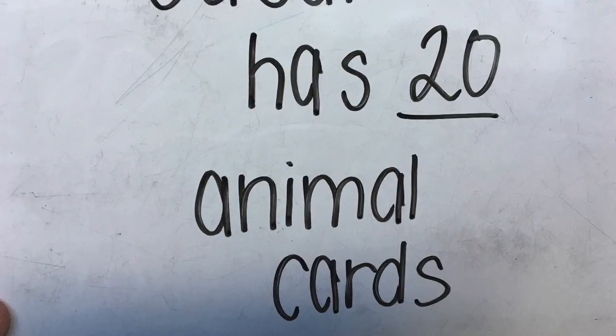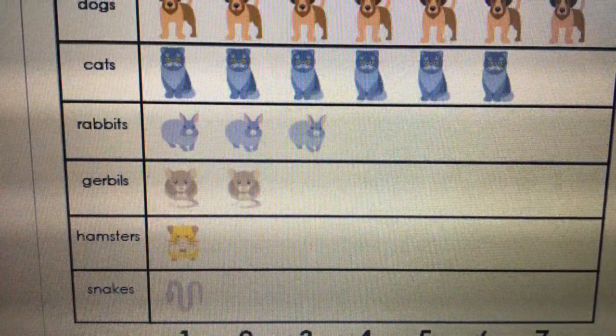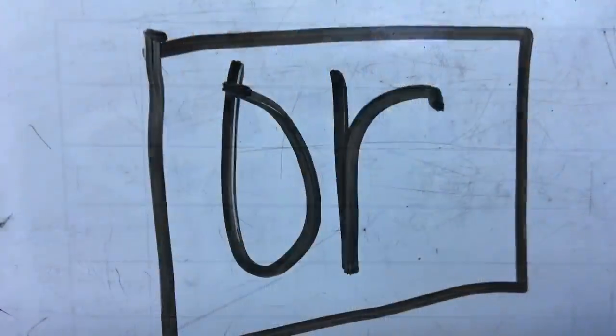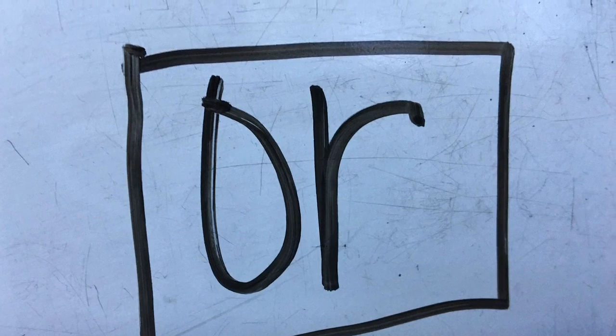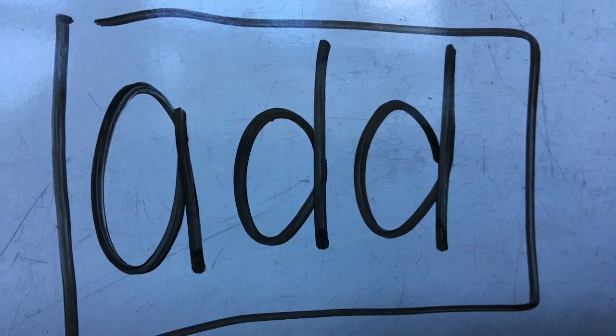All right, moving on to something else we have to know. Susan has 20 animal cards. So again, we have all of our animals in the graph, very similar. Now this time they're going to ask us about this or that. When we see the word or, that tells us that we have to add those two numbers together.